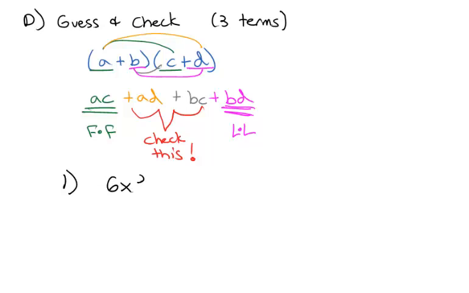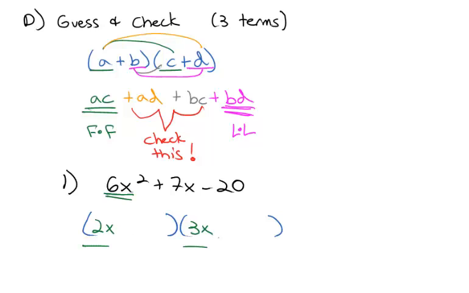So if I have 6x squared plus 7x minus 20, and we're going to guess and check our way to the binomial factors that make this up, we would look first at the 6x squared. First times first has to equal first. What's a way we can multiply to 6x squared? Well, one guess might be 2x and 3x.